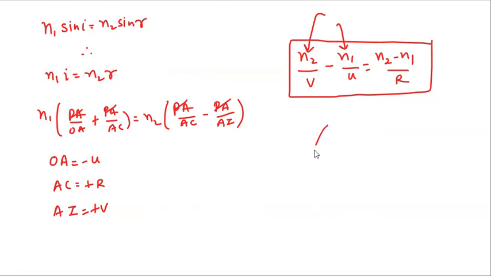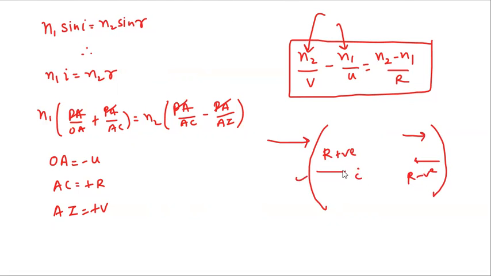Please remember, if your curvature is like this, and light is traveling like this, then R will be positive, because the center will be forward. But if your curvature is like this, and light is traveling like this, then the center will be backward, so R will be taken as negative. So this is your refraction formula. It is a very important formula, because many numericals depend on it.